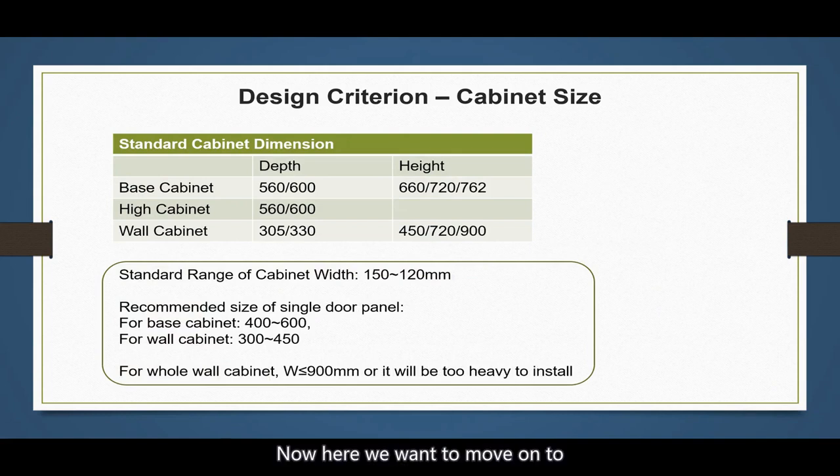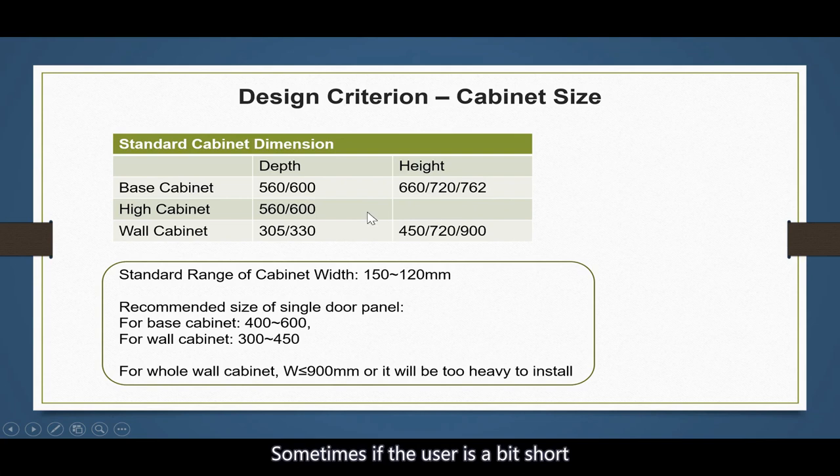Okay, now we want to move on to our last part of the carcass. There are some basic design criteria. This includes the standards for cabinet size and some other design structures. Okay, so the standard cabinet dimension here, we got to start from the base cabinets. The standard depth for base cabinets and high cabinets is 560. And for some North American regions and for Australia regions, sometimes you use the second module, so sometimes you go for the 6 inches, and this is also the standard cabinet depth. And for the height here, standard height for base cabinet is 660 or 720 or 762. The 720 here is the most used one.